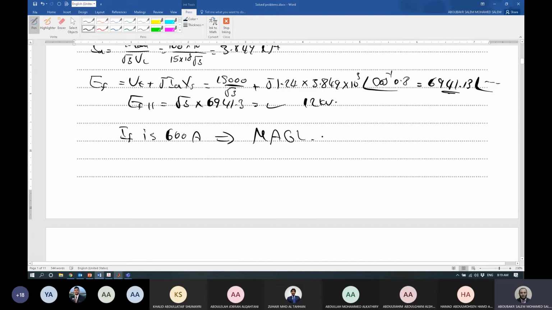Why the modified air gap line? Because the machine is connected to an infinite bus. Now we could get the value of the field current.